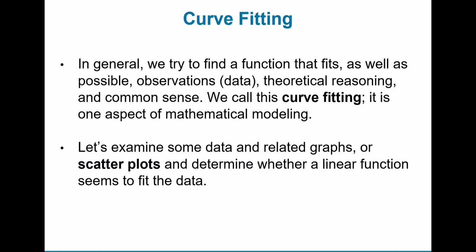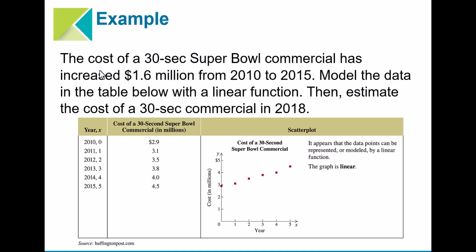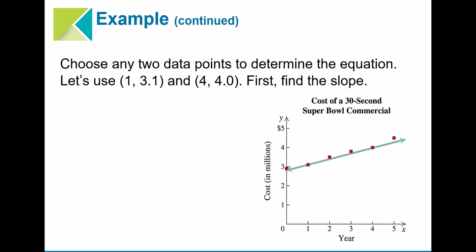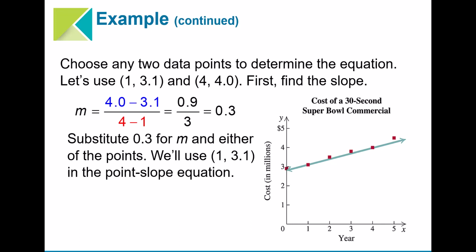So let's say, for example, that I have this scatter plot and it says the cost of a 30-second Super Bowl commercial has increased to 1.6 million. I wonder what it is now, right? And so we have this model here, and as you can tell by looking at it, it kind of looks like a line, right? Linear. And so we could choose any two data points and come up with a slope. And so if we come up with a slope, then we have these points that now we can plug into our point-slope equation and come up with an actual equation.